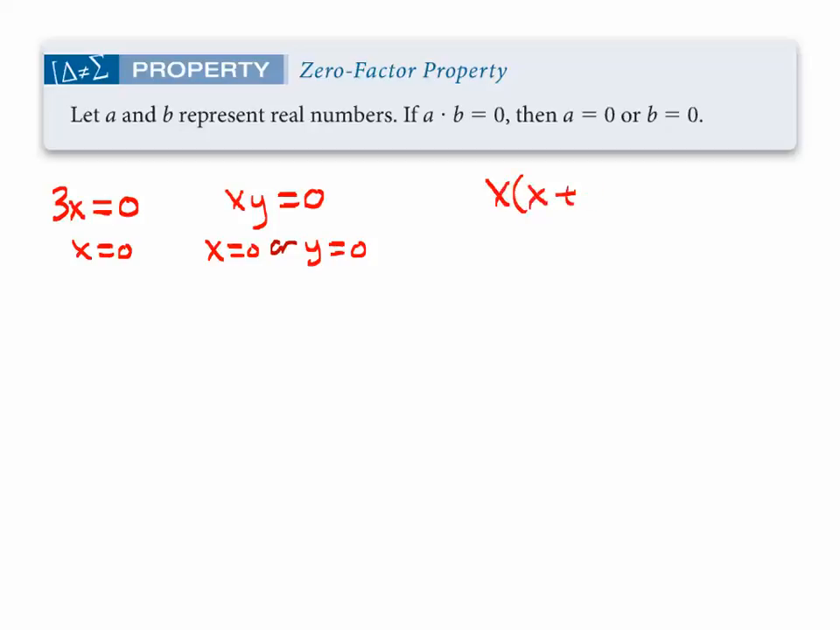x times x plus 2 equals 0. What do we know here? I got x equals 0 or x plus 2 equals 0. Perfect, you got it. It's the first thing that multiplies, or the first factor. x is equal to 0 or the x plus 2 is the one that equals 0.